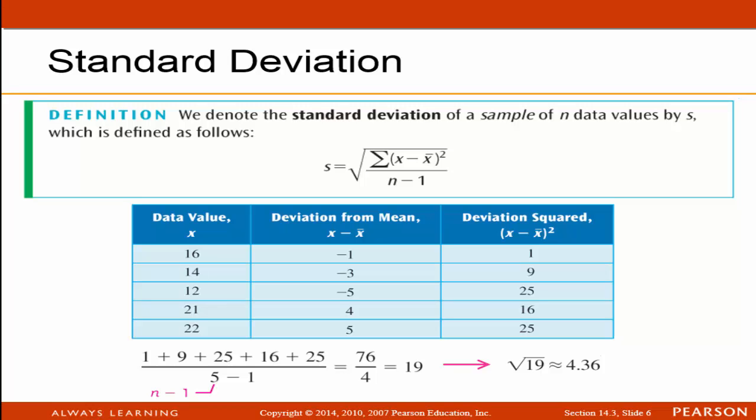And so again, here you see the data value, x, and then the deviation from the mean, so that's the difference between the data value and the mean. Some are positive, some are negative, and if you recall, when we added those up, we got 0. So the reason why we square them is so they're all positive. That way, when we add them up, we actually get a positive value. So now we add up the deviation squares. We get 76. We divide by 4 because we have 5 data values, and 5 minus 1 is 4. And that equals 19. So then the answer would be the square root of 19, which is approximately 4.36. So the standard deviation for this data set is 4.36.